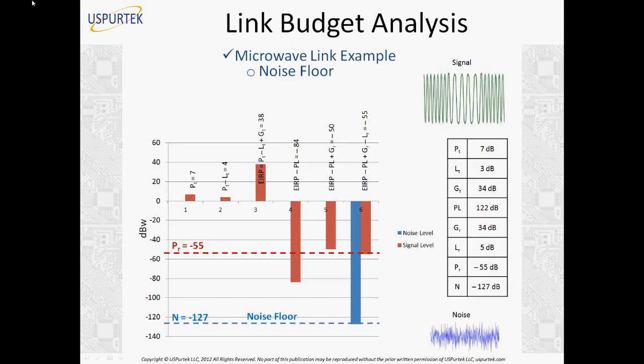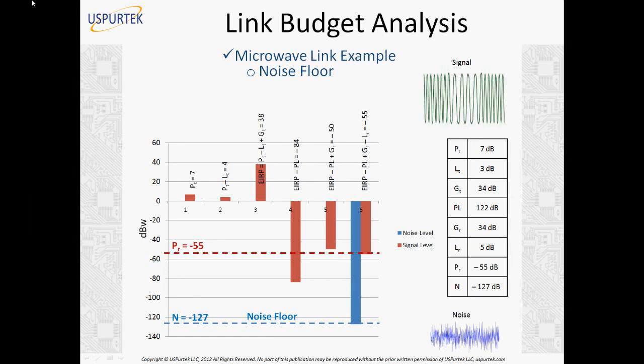Well, now we put all this together and see in the form of a bar chart how our calculations look. See, in number 1 here, we had a transmitter power of 7 dB. We had a loss of 3 dB and we reduced the power to 4 dB. Then for EIRP, we have a gain of 34 dB. The effective power is 38 dB now. So we have a higher bar here.